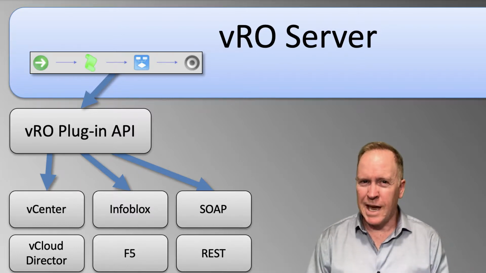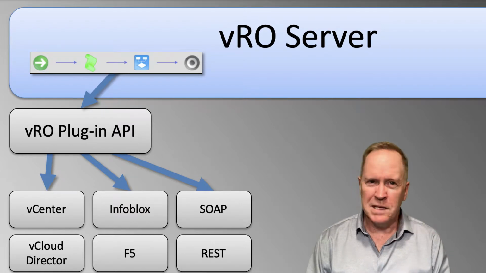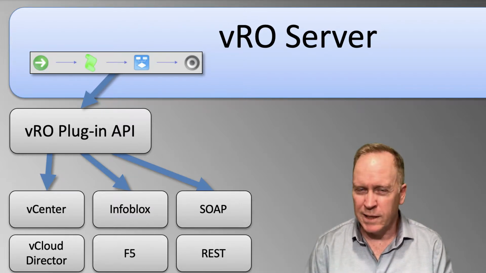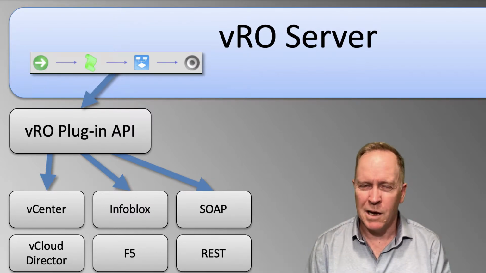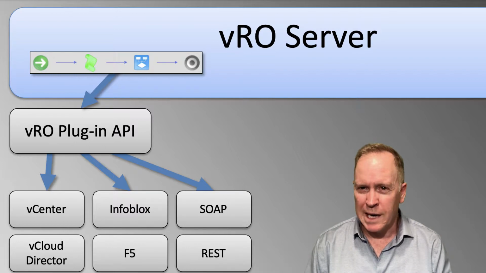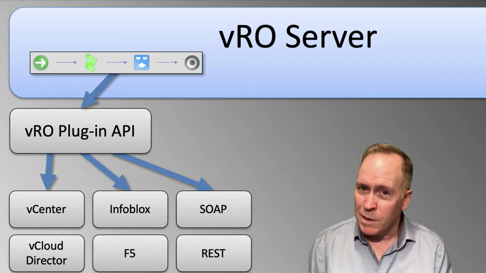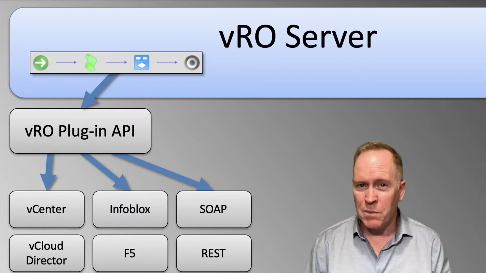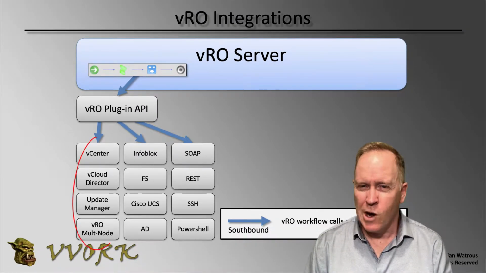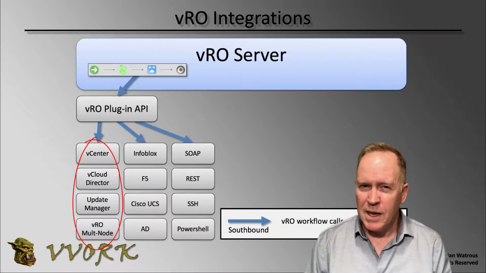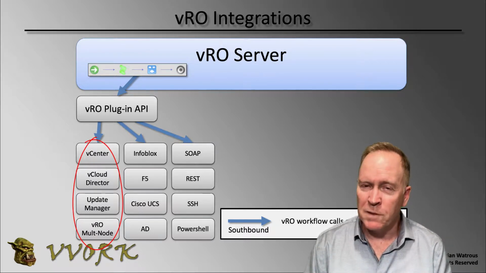But in each of these cases, whether we're talking to vCenter or vCloud Director or Cisco UCS or REST or whatever, in each of these cases, each of these plugins, you do not need to know anything about the Orchestrator plugin API. The people who write the plugins need to know the API. You don't.